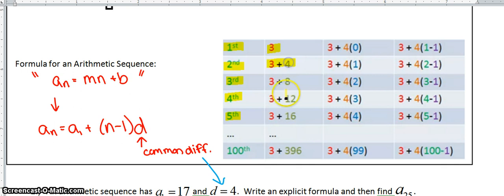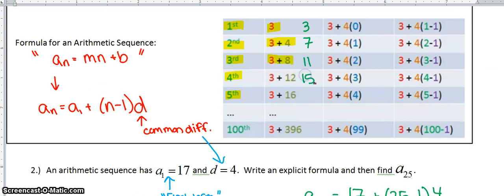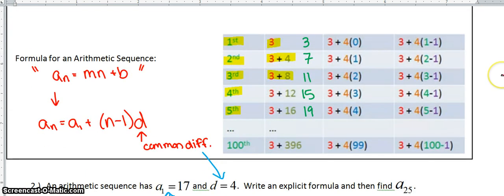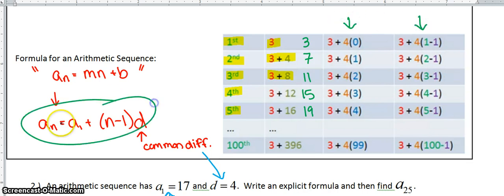Our second term is 3 plus 4. Our third term is 3 plus 8, right? Maybe I should write what those are. So 3 plus 4 is 7, 3 plus 8 is 11, right? It's the same sequence as we were looking at before. Okay, so it's 3, 7, 11, 15, 19, you're adding 4 each time. Okay, now let's look at this next column and this next column because this will kind of explain where this formula comes from.